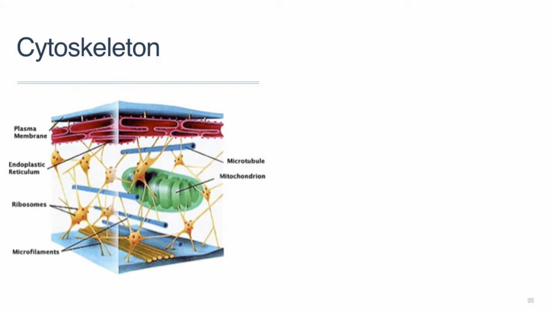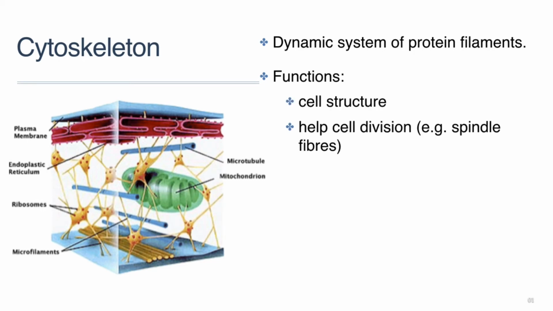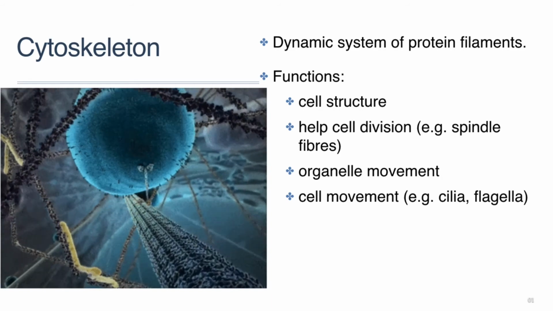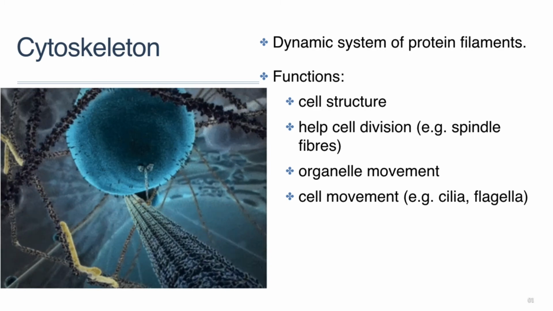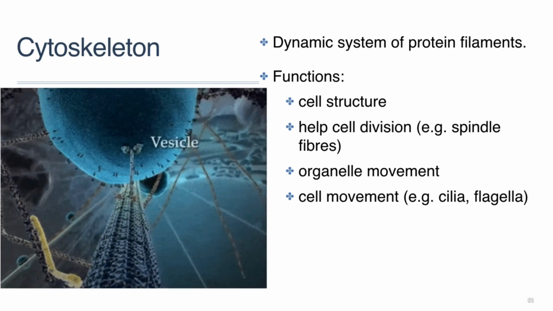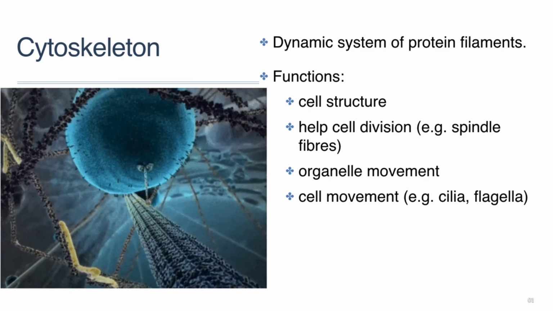And all of these organelles are not simply floating freely within the cell. Instead, they are anchored down and held in place by a dynamic system of protein filaments that make up the cytoskeleton. The cytoskeleton gives the cell structure. They also help during cell division. For example, spindle fibers are part of the cytoskeleton. They also allow for movement of organelles within the cell, as seen in this animation of a vesicle being moved by a kinesin protein from one part of the cell to another. And it's basically moving along the protein fibers of the cytoskeleton.